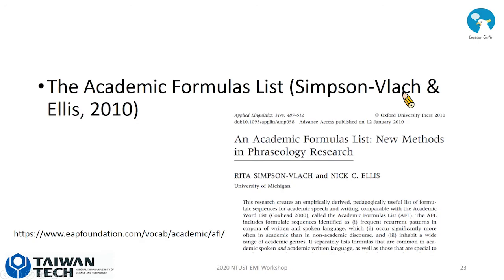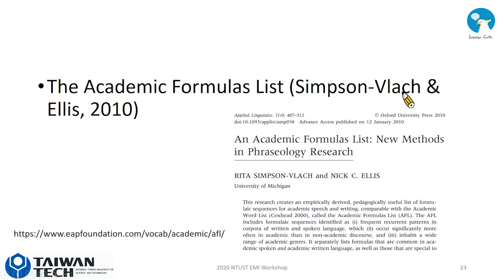So we're going to, okay, first of all, if you're an English teacher or if you're a student, I recommend this. Or if you want to help your students to improve their English, this is actually a very good resource. Okay, this is called Academic Formulas List. So these two researchers did research in academic discourse, and they have a list of academic formulas, like phrases, expressions, lexical chunks, etc.